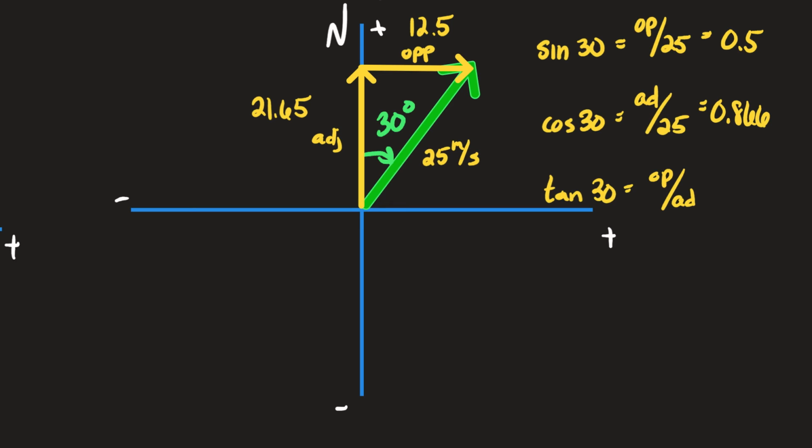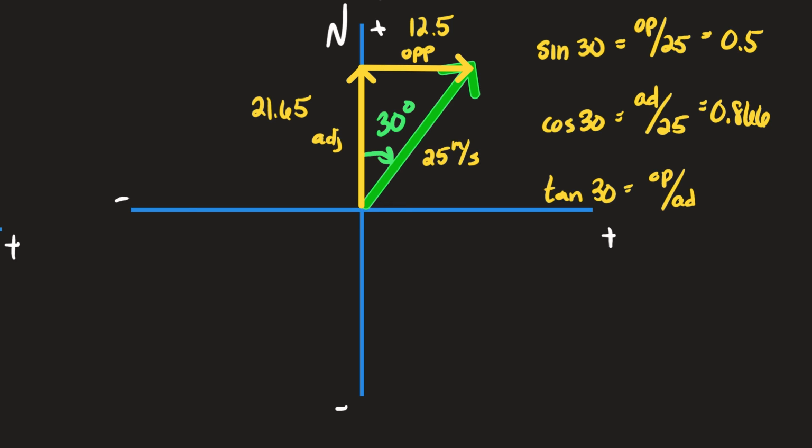But I've taken my vector and I've broken it up into its components. I've left out some of the math. This is the moment where if you don't know what to do, you speak up. Go ahead. Can you show me how you got the opposite 12.5?